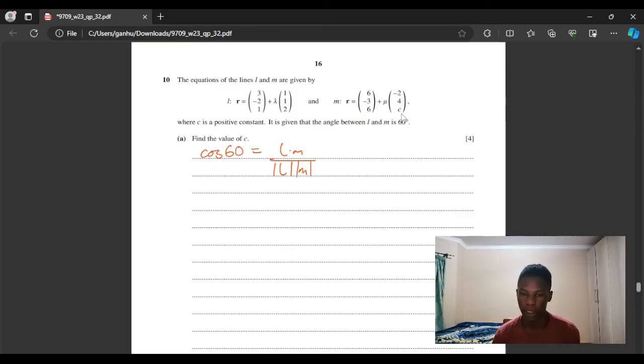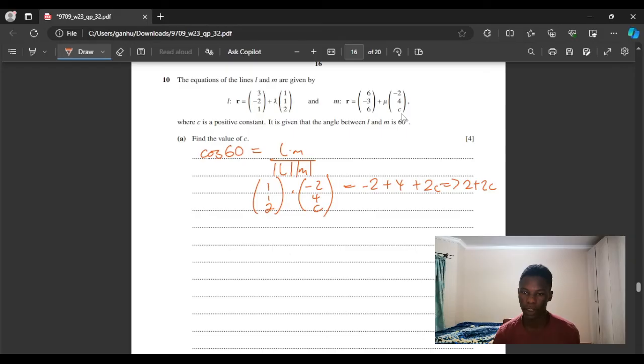So let's start by finding their dot product. So we're going to use the direction vectors. So it's the dot product of the direction vectors. Negative 2 for c. So 1 times negative 2 is negative 2, 1 times 4 is 4, and 2 times c is 2c, which simplifies to 2 plus 2c. And then the magnitude of the direction vector of L is equal to root 1 squared plus 1 squared plus 2 squared, which is equal to root 6.